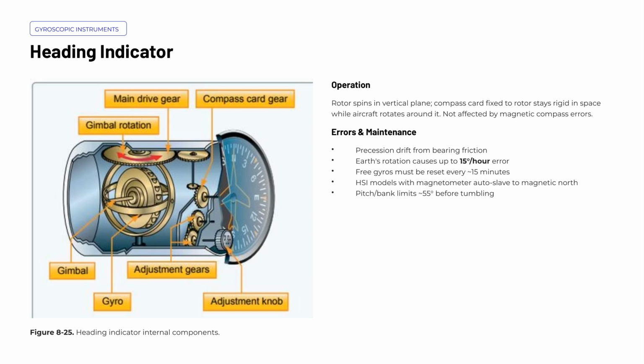One final limitation to keep in mind: if the aircraft exceeds approximately 55 degrees of pitch or bank, the gyro can tumble, causing the instrument to become unreliable until it re-erects. Always be aware of this boundary during unusual attitude recoveries.